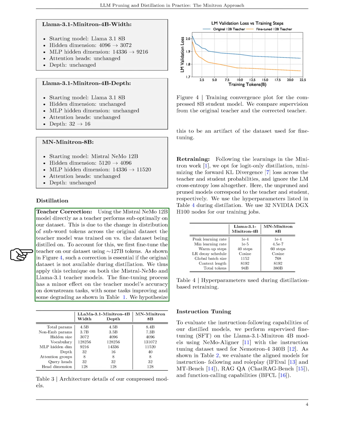We also address the issue of teacher correction, as using the Mistral NeMo 12B model directly does not yield optimal results due to differences in token distribution between the original and our dataset. To remedy this, we fine-tune the teacher model on our dataset using approximately 127 billion tokens. This correction is crucial when the original dataset is unavailable during distillation. We apply this fine-tuning to both the Mistral NeMo and LLAMA 3.1 teacher models, noting that it has a minor impact on the teacher's accuracy across various tasks.